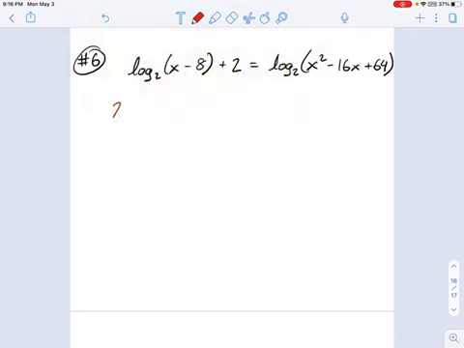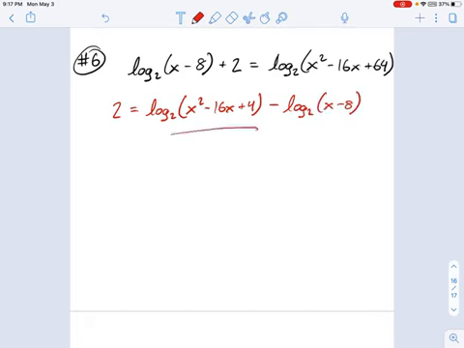I'm going to leave the number 2 on the left. And on the right, I'm going to say log base 2 of, and you take this whole big polynomial thing, x squared minus 16x plus 64, minus log base 2 of x minus 8. And you may be looking at this like, okay, fine, but what are we going to do with that x squared minus 16x plus 64 thing?